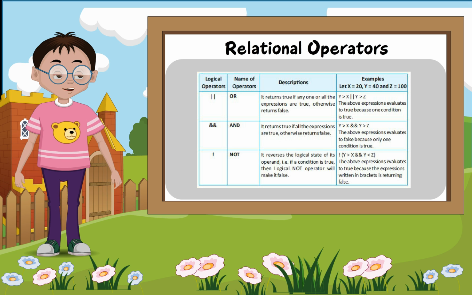Or: it returns true if any one or all the expressions are true, otherwise returns false. Example: y greater than x or y greater than z. The above expression evaluates to true because one condition is true. And: it returns true if all the expressions are true, otherwise returns false. Example: y greater than x and y greater than z. The above expression evaluates to false because only one condition is true.